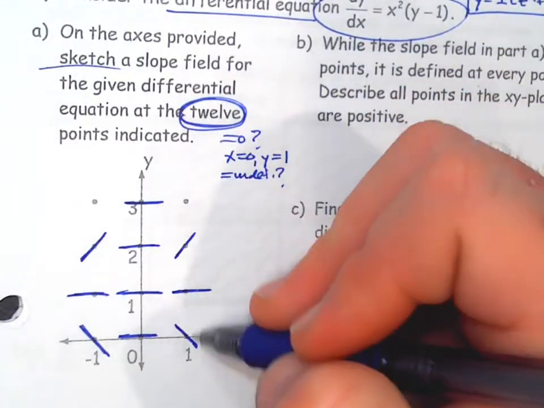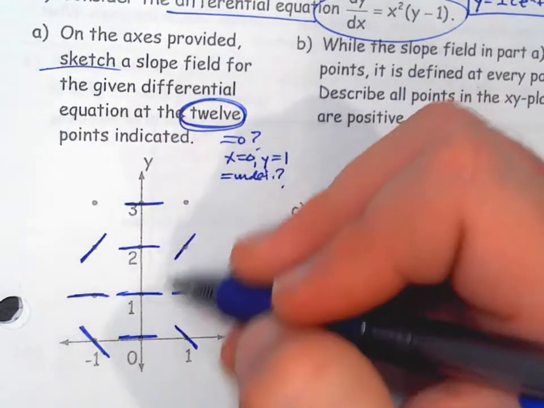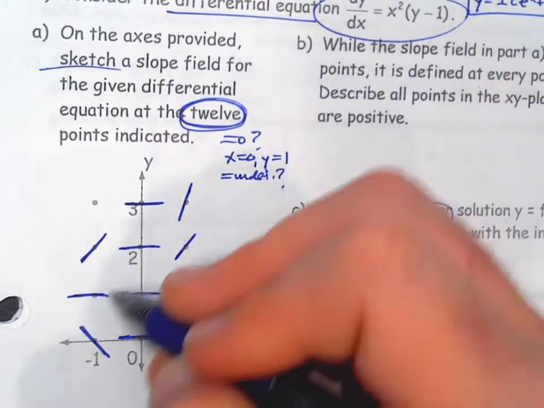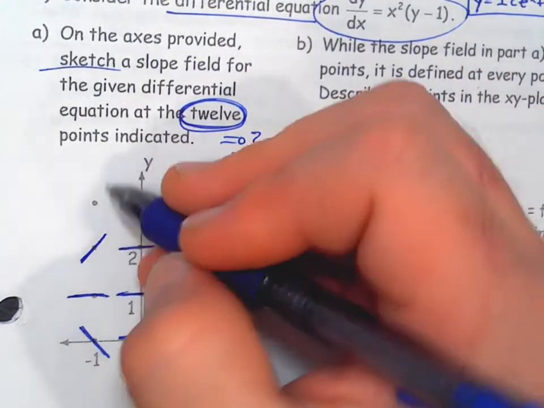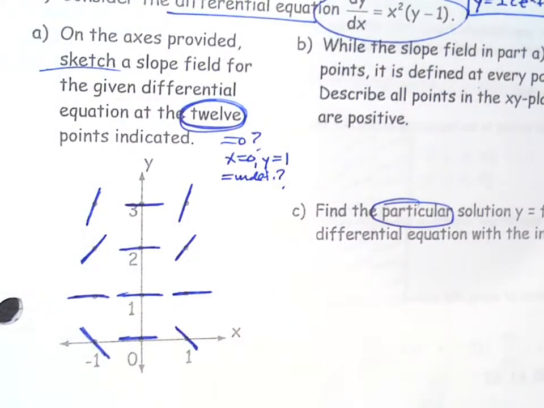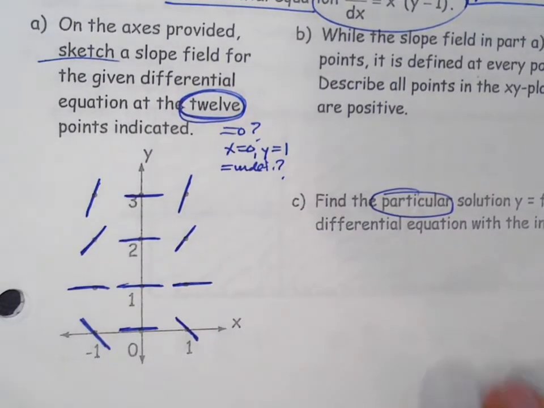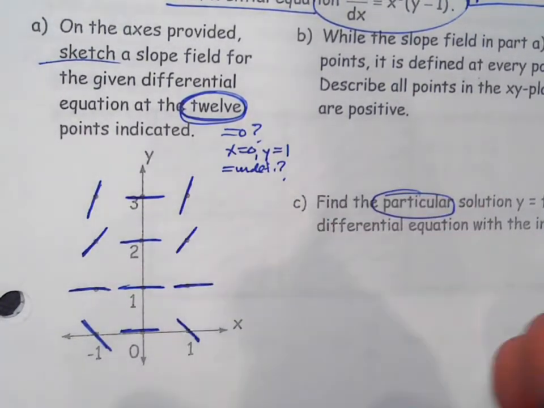When you plug in 1, 3, 1 for x, 3 for y, you get a slope of 2. And -1, 3, you get a slope of 2 also. So that's your slope field. That'd usually be worth like 2 out of the 9 points, 1 for all the 0 slopes and 1 for all the other slopes. You miss one out, you lose that whole point.